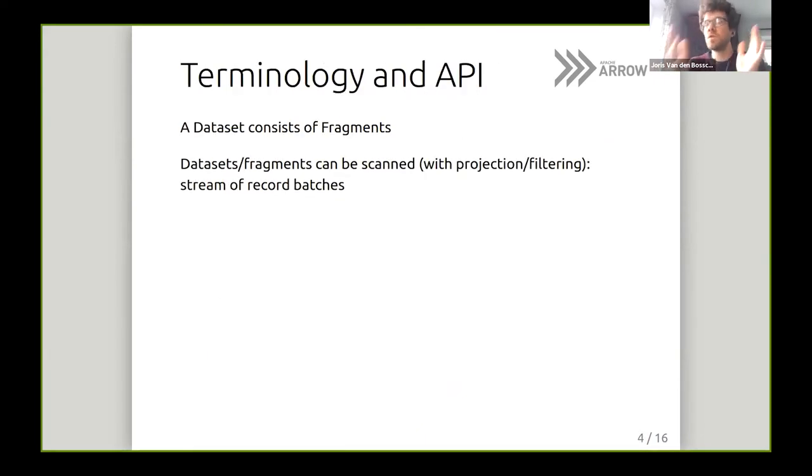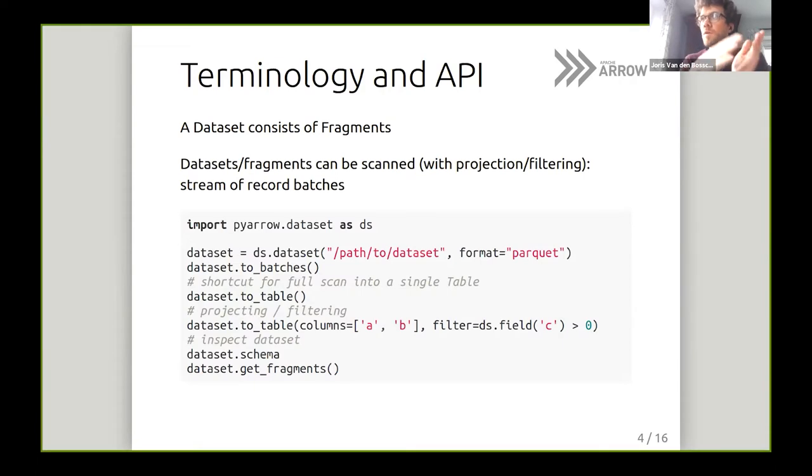A bit of terminology here. The datasets consist of fragments. Typically, a fragment can, for example, map to a single file within a partitioned Parquet dataset, but that depends a bit. Those fragments and datasets can be scanned, and so we get a stream of record batches out of that. We have a Python API in PyArrow. Here is a small example showing how to construct the dataset and scan it to a full table, giving projecting and filtering options, etc.